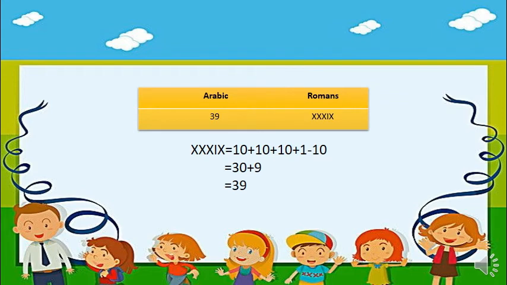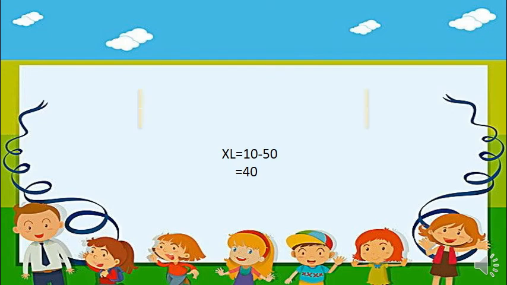Next Arabic number is 39 and the Roman number is triple X I X. Here again we will apply rule number 1 and rule number 3. So add both these values and the given result is 39.